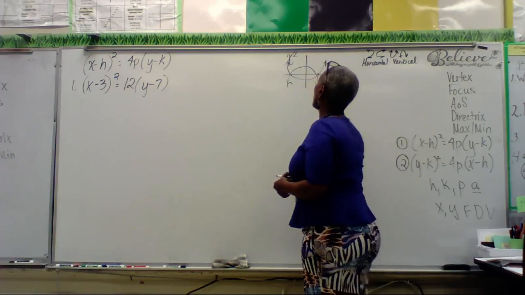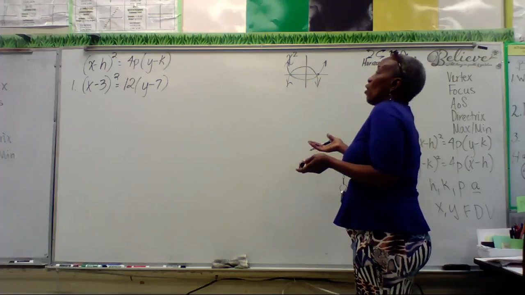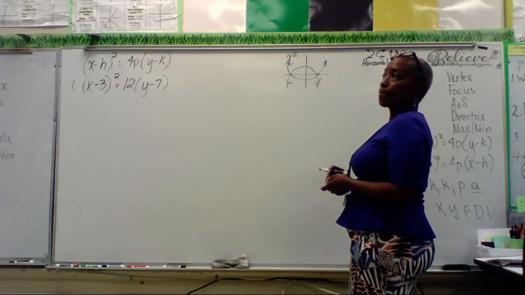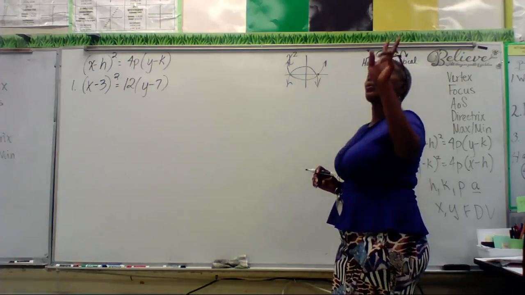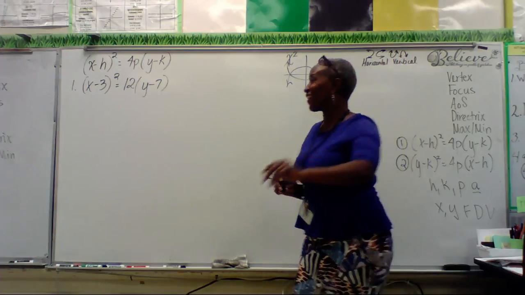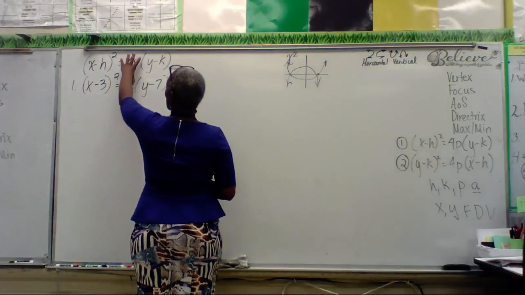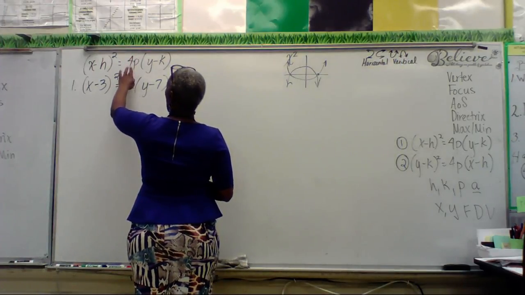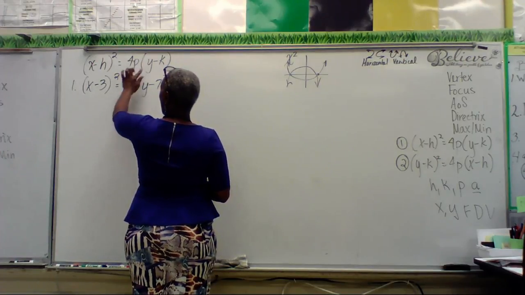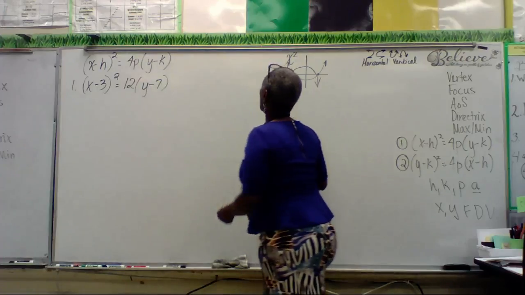Now, we need to know if it's going to open down or up. What tells us that? The sign. I heard the P and the sign. I like that, because we are going to focus on this part of the equation right here where we have 4P. So it would be the sign of this value here once we actually analyze that. So let's go ahead and do that.